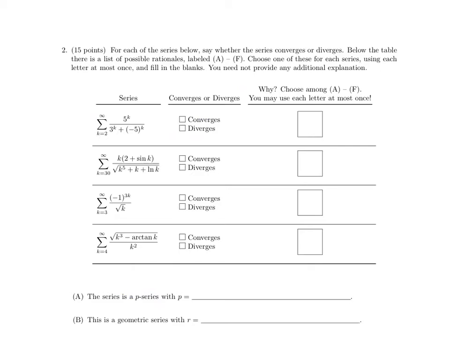Number 2 is one of those infamous series problems, where there are a whole bunch of series, you have to decide whether they converge or diverge, and then you have to choose a rationale as to why they do so. And in this particular example, you can only use each rationale at most once. Sometimes next to the rationales down at the bottom of the page, there's a little bit of an explanation that you need to provide, but otherwise, that's really it.